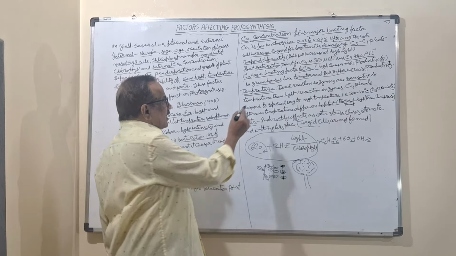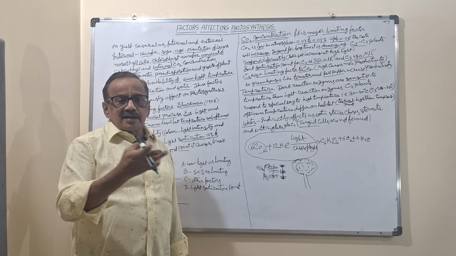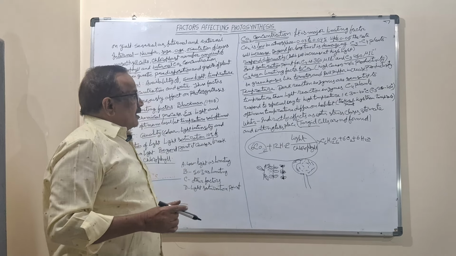Next, now you are seeing here, C4 plants respond in a special way, that is the C4 plant adaptation, the C4 cycle.